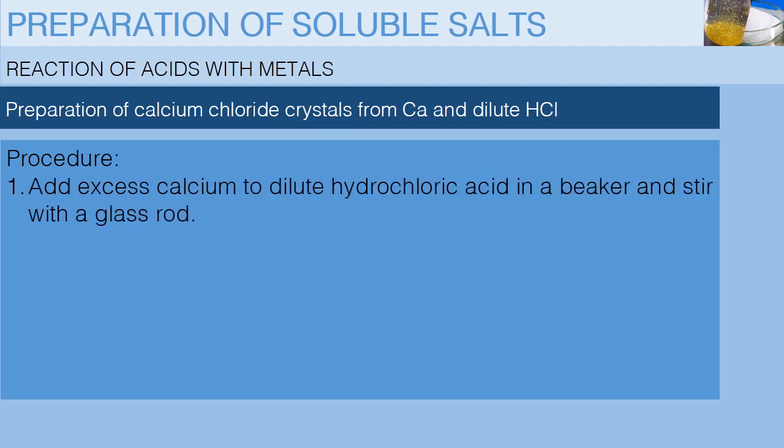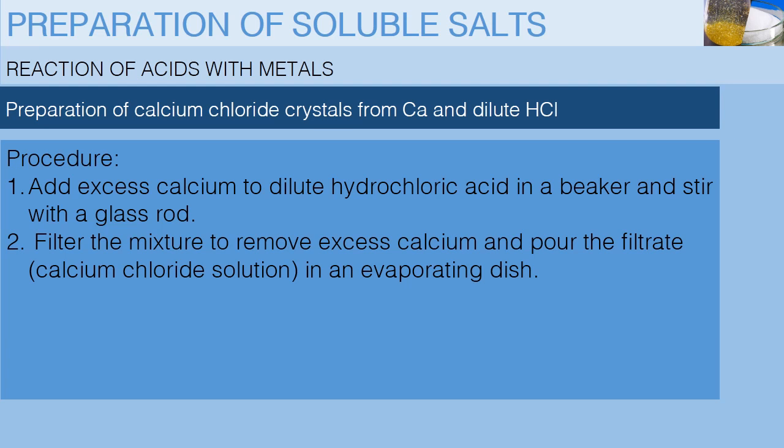First, you add excess calcium to dilute hydrochloric acid in a beaker and stir with a glass rod. There will be effervescence, that is the indication for the evolution of a colorless gas. But we are not really interested in the gas today. Today we are interested in the salt.